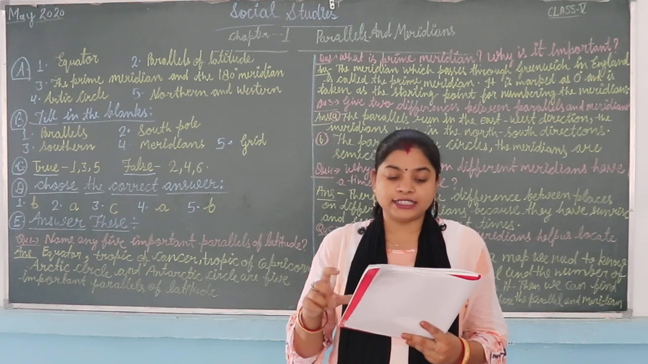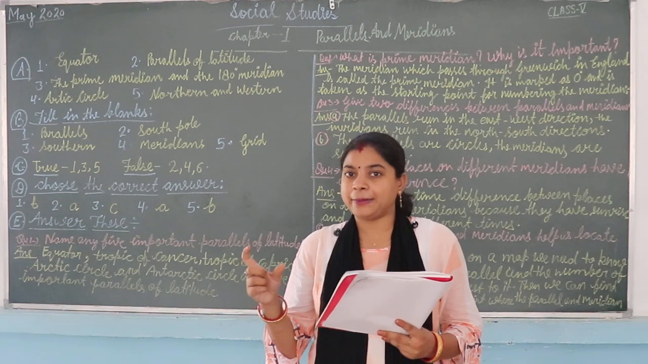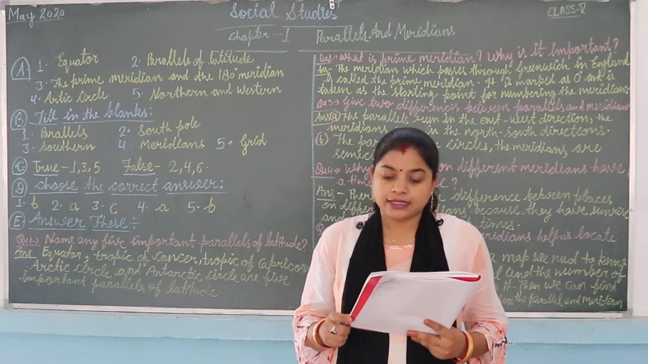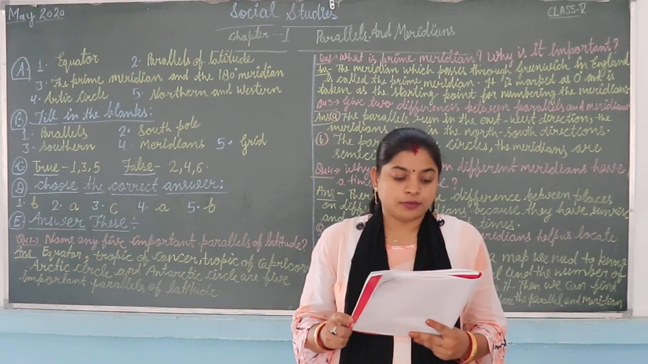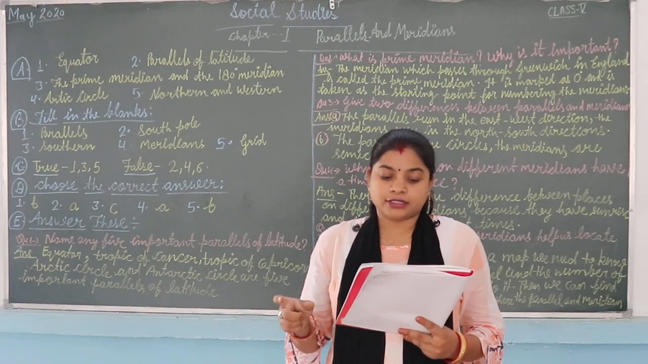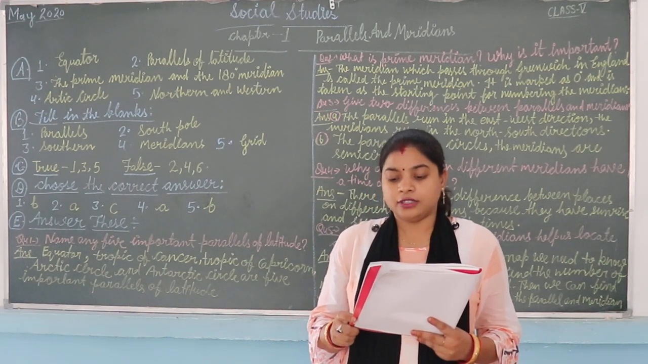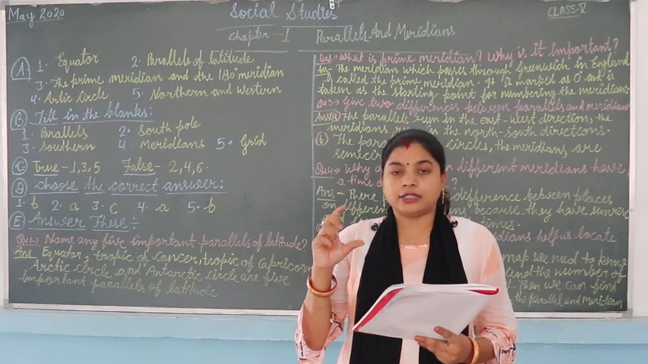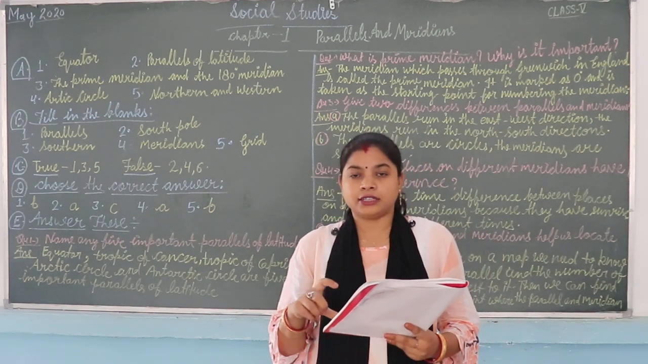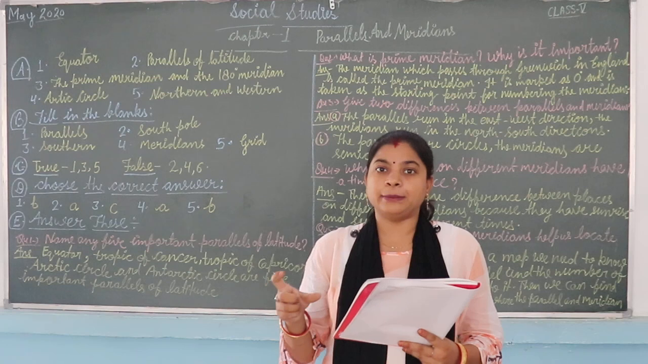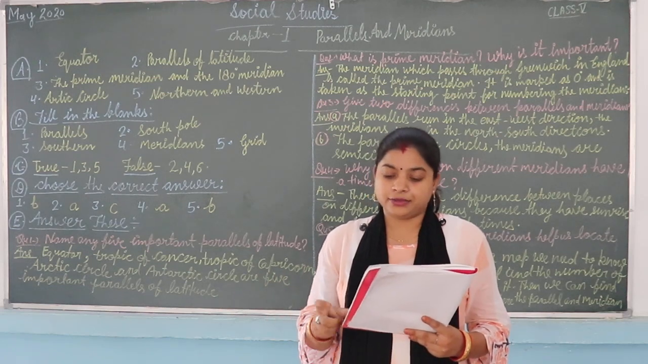लाइंस क्या कहते हैं? जो ईस्ट-वेस्ट डायरेक्शन में होती है उन्हें क्या बोलते हैं? Parallels of latitude. The lines that run from top to bottom in the north-south direction are called meridians of longitude. Means जो other lines होती हैं जो north और south direction में होती हैं उन्हें बोलते हैं meridians of longitude.